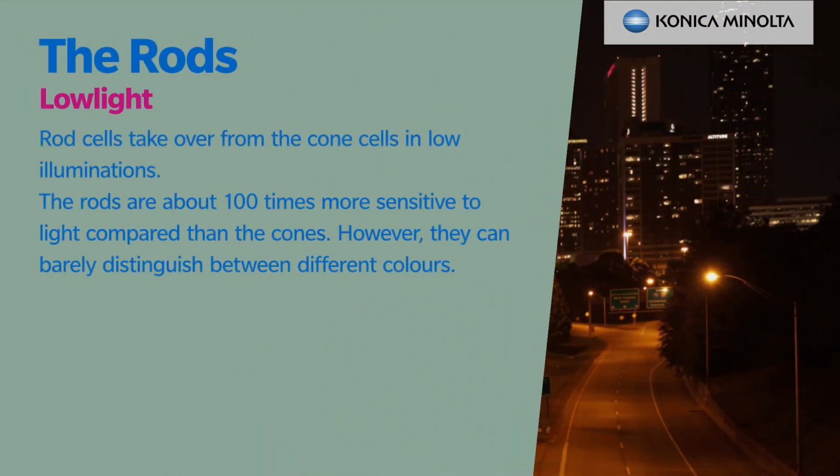When the light is reduced, we lose our sense of colour, but even when it's pretty dark, we're still able to detect the objects around us. This is because a different group of cells take over from the cones, the rods. The rod cells are about 100 times as sensitive to light compared to the cones. However, they can barely distinguish between different colours.